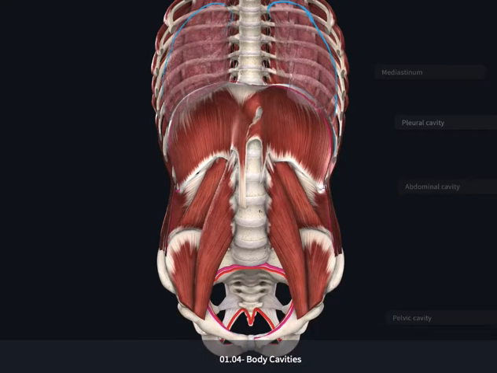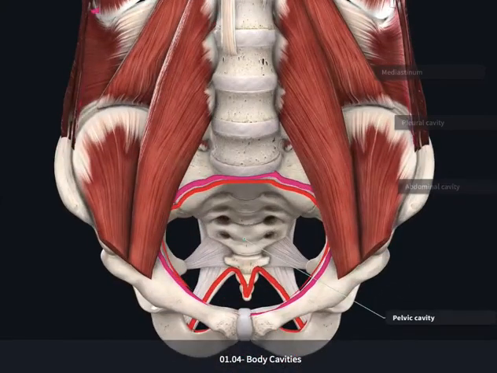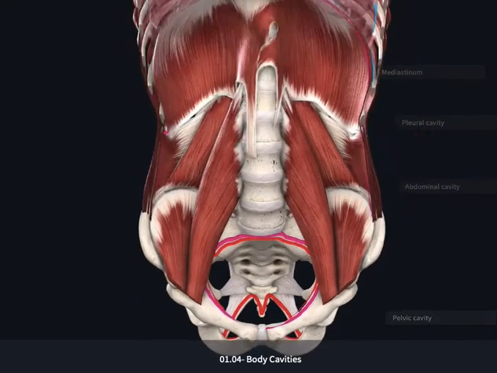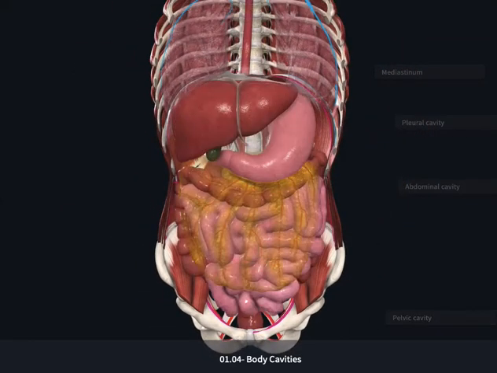The more inferiorly located abdominal pelvic cavity can also be further subdivided into an abdominal cavity, which is more superiorly located, and a pelvic cavity, which would be more inferiorly located. The abdominal cavity is predominantly going to hold the organs of digestion. So here we can see the major digestive organs, but also it's going to contain some of the accessory organs of digestion.